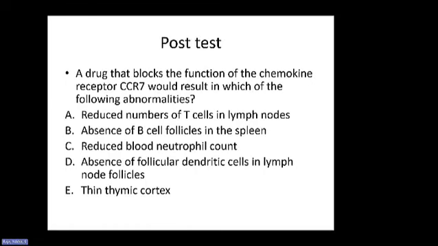Let's talk about the questions that we talked about at the start of the chapter. A drug that blocks the function of the chemokine receptor CCR7 would result in which of the following abnormalities? I think maybe option D, absence of follicular dendritic cells and lymph node follicles. Does it stop dendritic cell migration?